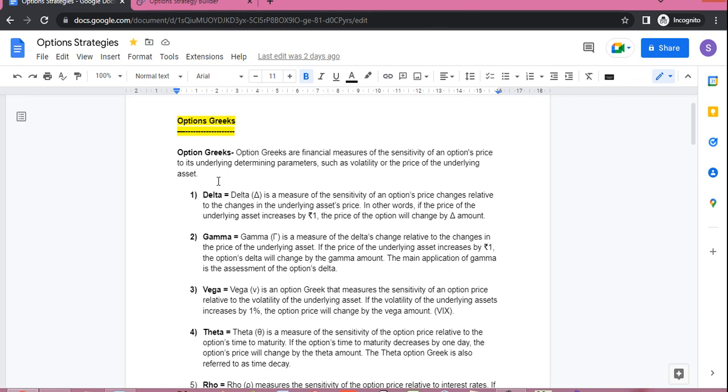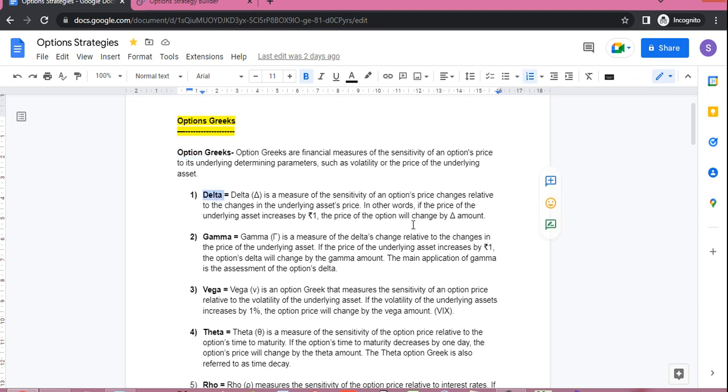So let's start. First, what is option Greeks? Option Greeks are financial measures of the sensitivity of an option price to its underlying determining parameters such as volatility or the price of the underlying asset. Don't worry if you did not understand anything, you will understand everything when we will do the practical.